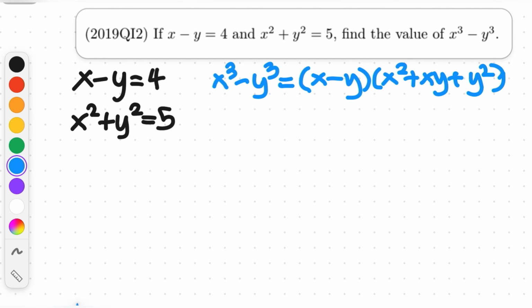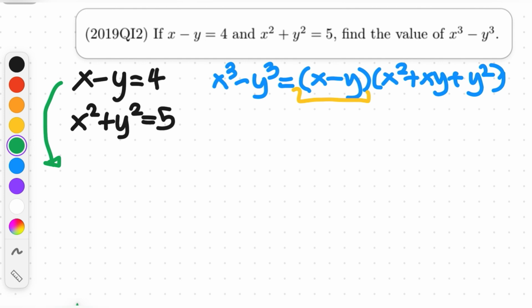Okay, so we already have a lot of stuff that we need here. X minus y is already given, and in the second factor, we know x squared plus y squared. So the only thing that we still don't know is xy. To find xy, we'll take a quick detour here. From the first equation, x minus y equals 4. Remember, we can make xy appear by simply squaring this expression.